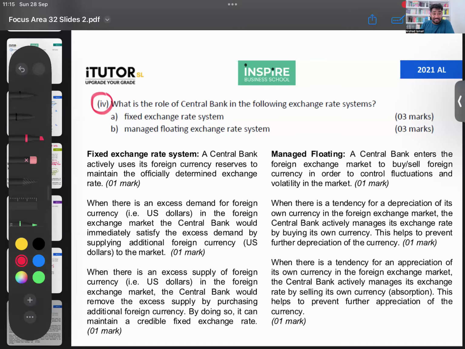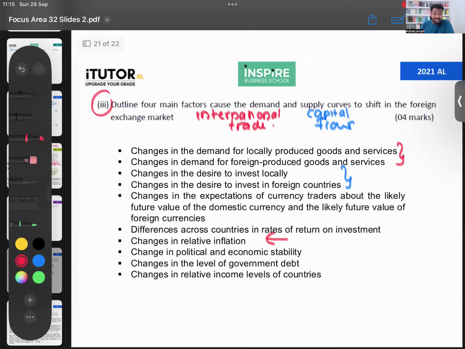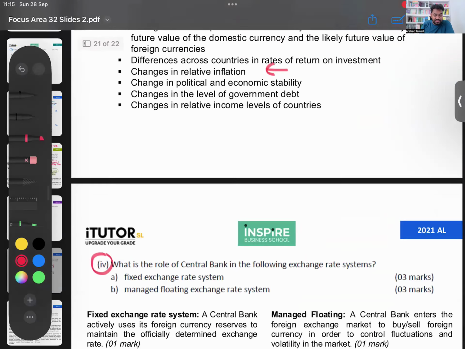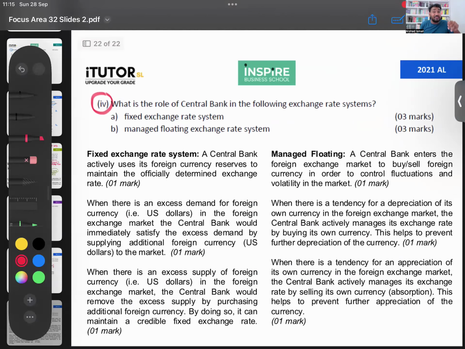Remember, I explained that in the seminar as well. Now, Sri Lanka can't just come and say $1 is 200 rupees, and we can't say $1 is 200 for the next 5 years. We are keeping it fixed. So how do you keep it fixed? That's what they're asking you. What is the role of the central bank? So how does the central bank keep it fixed?